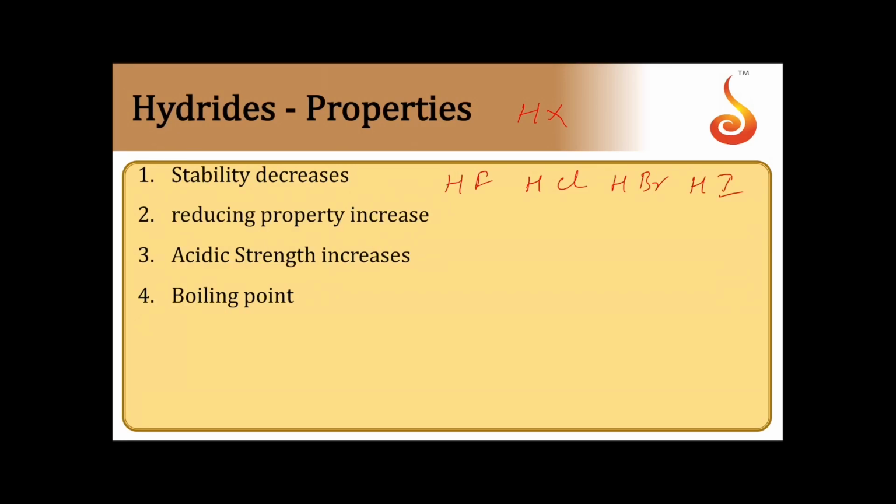So the general formula of hydrides is HX. Let us see the stability of these hydrides now. Since all molecules are covalent in nature, the stability depends upon the bond enthalpy between H and X. And bond enthalpy depends upon the size of the central atom.